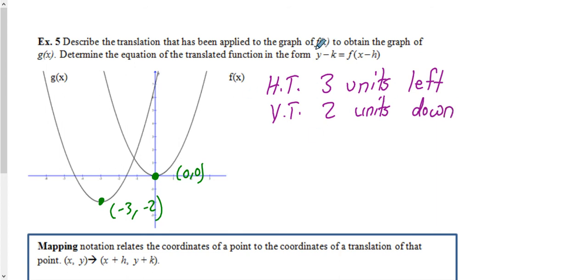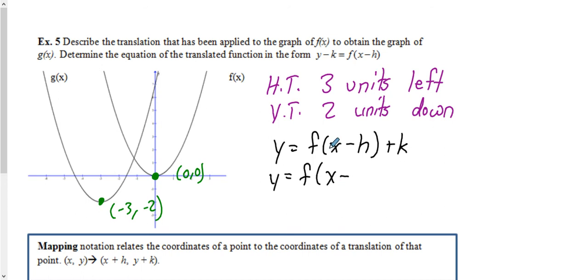To plug this into our equation, here we go. Let's write down the skeleton. So we got y equals f of (x minus h) plus k. That's my skeleton equation. I'm going to fill it all in now. So I have y equals f of x. So all of that there, none of that changes.